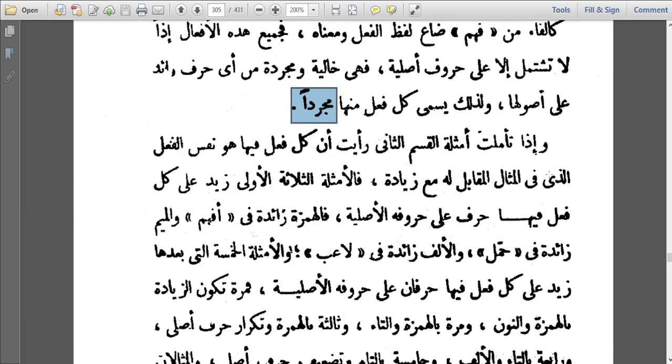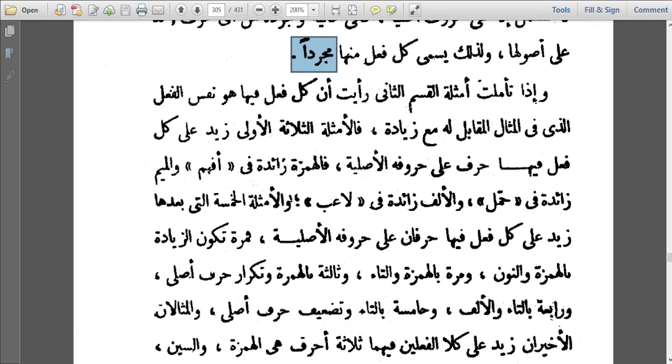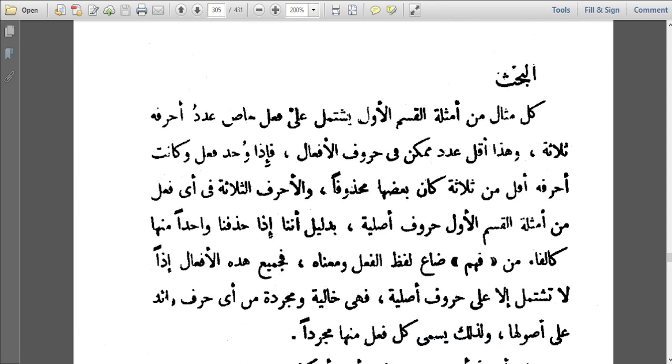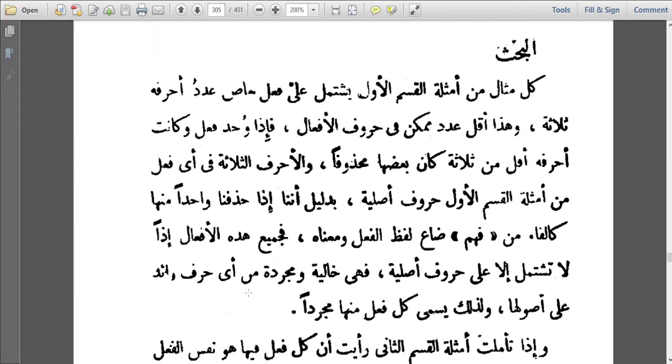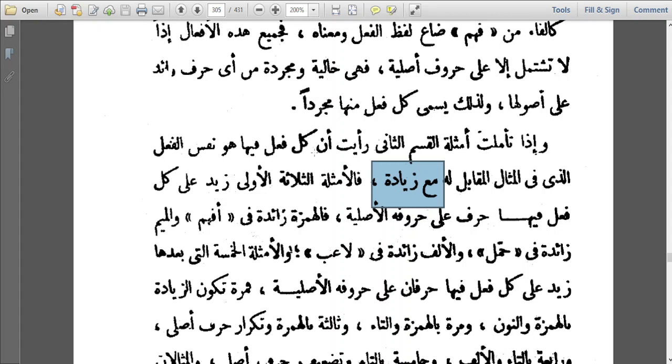And it says here وإذا تأملت أمثلة القسم الثاني رأيت أن كل فعل فيها هو نفس الفعل الذي في المثال المقابل له مع زيادة, very important. So if you look at this category where letters have been added to the verbs, you realize that it is the same verb. So فهم, أفهم, it is still the same فهم root that we are dealing with, with زيادة, with a little addition.